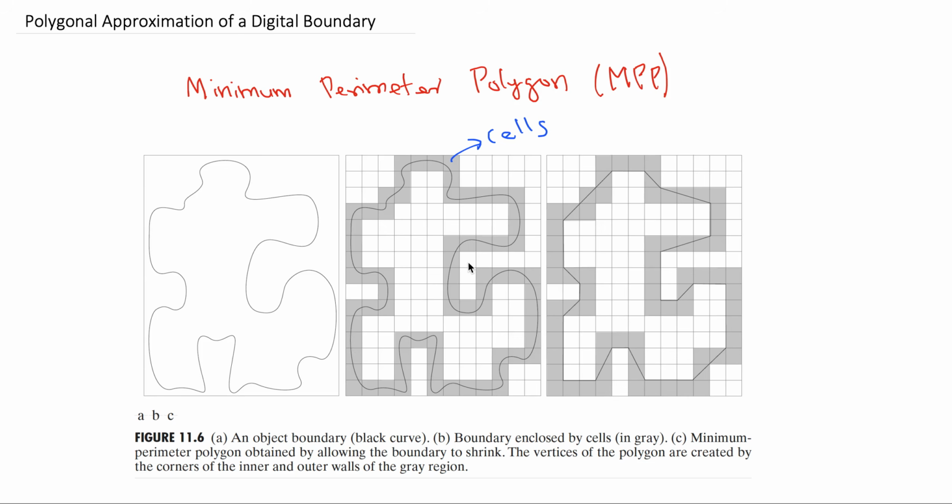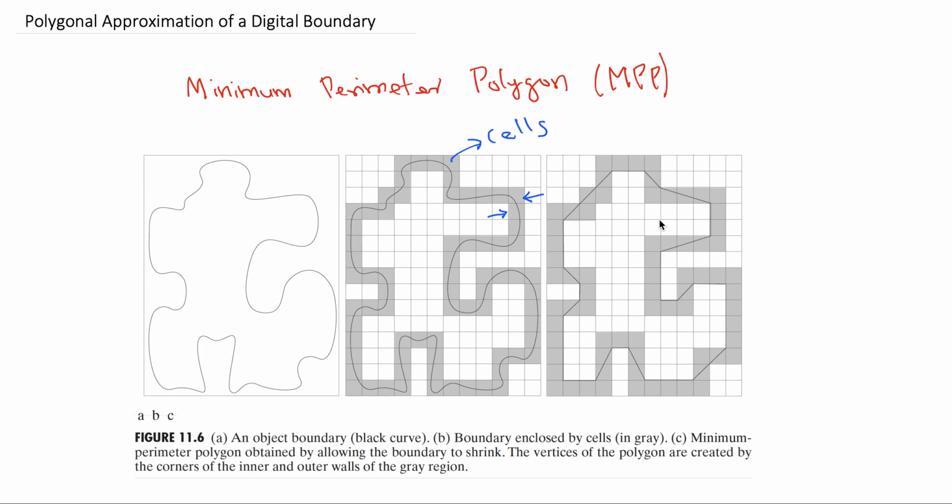Now, consider the original boundary in the second image as a rubber band and allow it to shrink. Then the rubber band will be constrained by the inner and outer walls of the cells. So this is the inner wall and this is the outer wall. If you allow it to shrink, then you will get a shape of this kind. Ultimately, this shrinking produces a shape of a polygon of minimum perimeter.